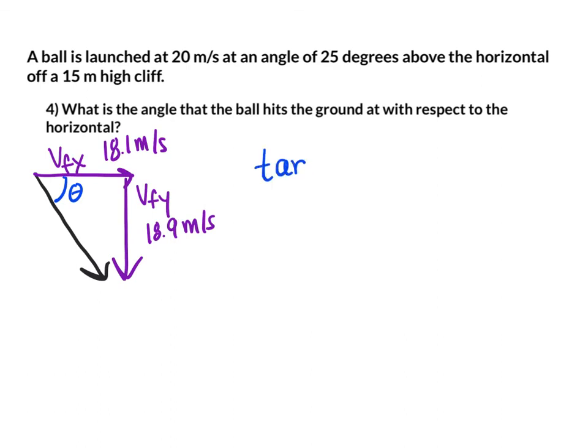So it's inverse tan, your opposite side, which in this case is 18.9, divided by your adjacent side, which is 18.1, and then solve that for the degrees, which is going to be 46.2 degrees. So just like we did the week we did vectors. All right, let's move on to our last question.